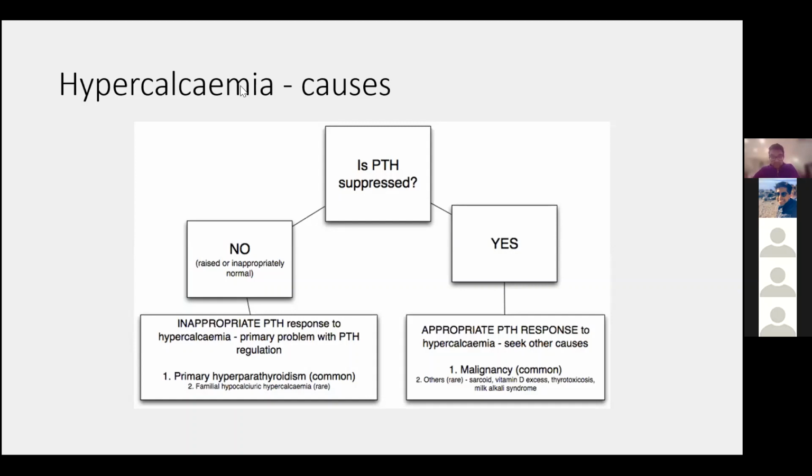If the PTH is suppressed, then this is an appropriate response to hypercalcemia. So that means there's another source of this calcium. The most common cause in these patients is malignancy. Other causes are sarcoidosis, patients having excessive vitamin D, and hyperthyroidism as well.